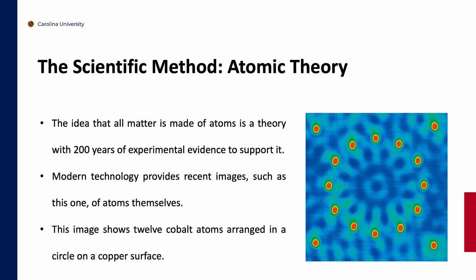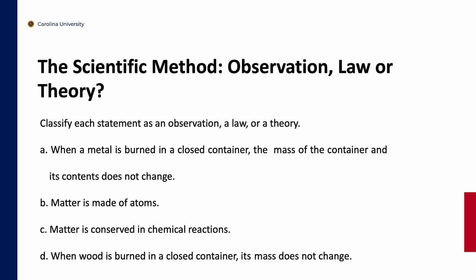So let's classify each statement as an observation, a law, or a theory. So the first statement, when a metal is burned in a closed container, the mass of the container and its contents does not change. It is an observation because this describes an event or a phenomenon that has been observed. So the second statement, matter is made of atoms, it's a theory because the idea that matter is made of atoms is a conceptual explanation based on evidence and experiments explaining the behavior and structure of matter.